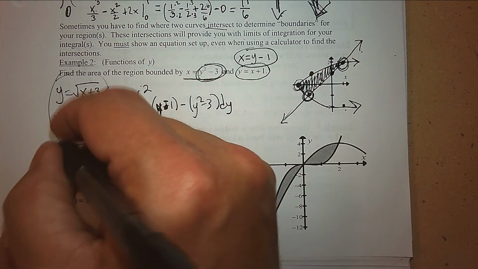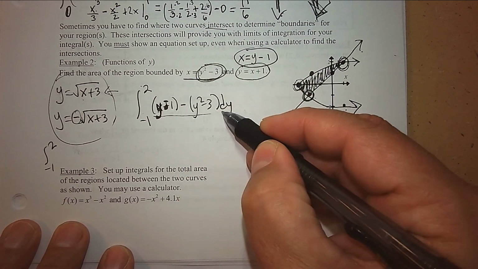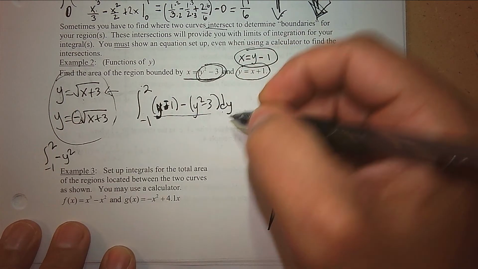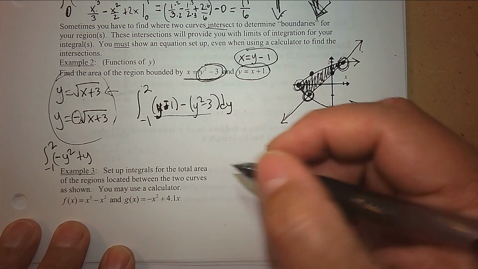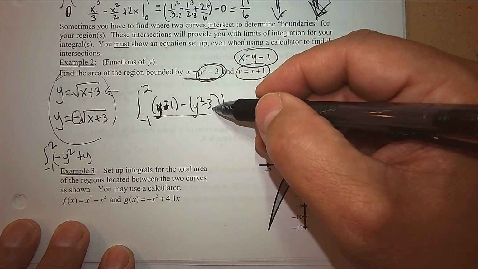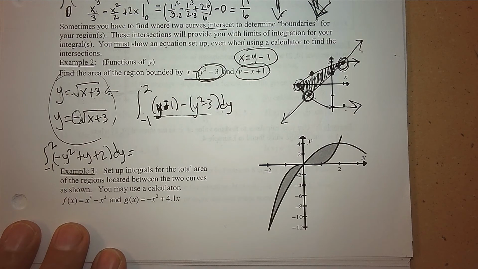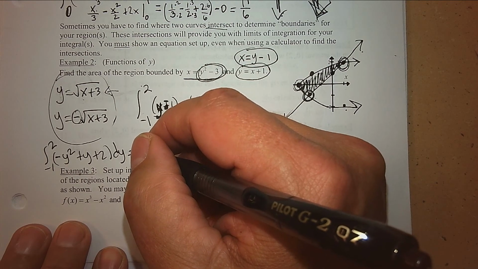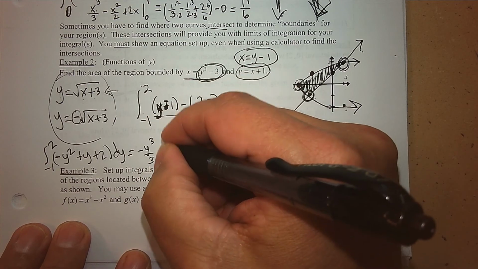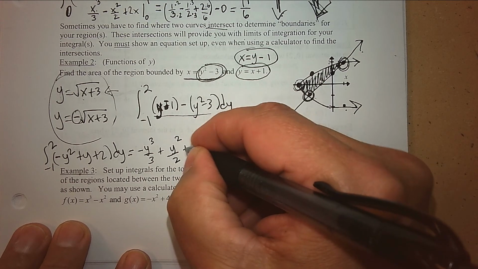All right, can we do some basic algebra first and then integrate? What would this look like if you simplified it? I'm going to go negative y squared plus y, and then negative 1 subtract negative 3, plus 2. And again, it's not dx, but dy. All right, integrate that. That would be negative y cubed divided by 3, that would be y squared divided by 2, and that would be 2y.